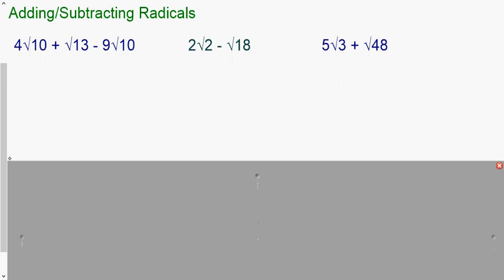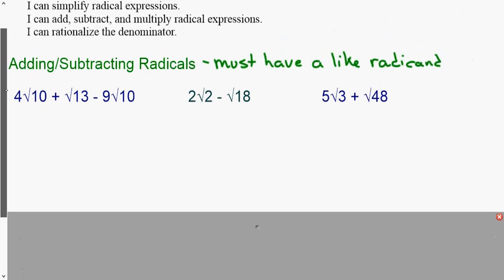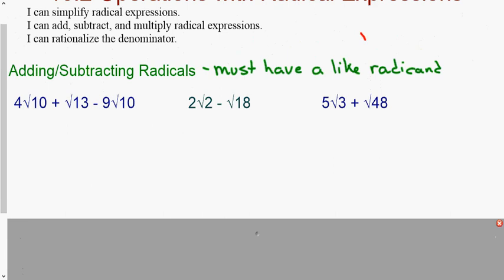In order to add and subtract radicals, they must have a like radicand. The radicand is the value under the square root. So we have a square root symbol here. The value that's inside, whatever this is, that's called the radicand. So whatever's inside, whether it's just an integer or an expression, whatever it is, it's called the radicand.